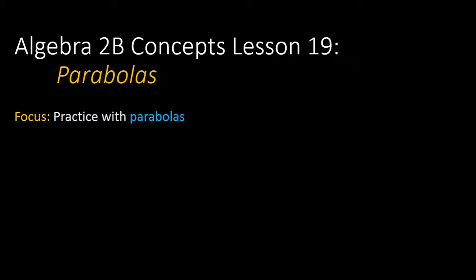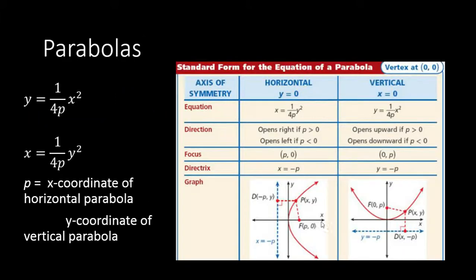For this part, I'm just going to talk about using parabolas and using the table that helps us identify information about parabolas, as you see here, to help us solve problems. Okay, let's jump in. Notice that this table gives us a lot of useful information. It tells us the general or standard form for an equation of a parabola centered at the origin, whether it's horizontal or vertical, the direction it opens, the focus, the directrix, and the graph. Notice that P appears several times.